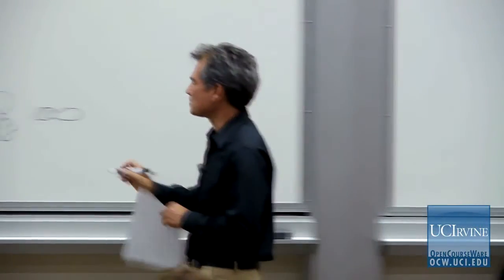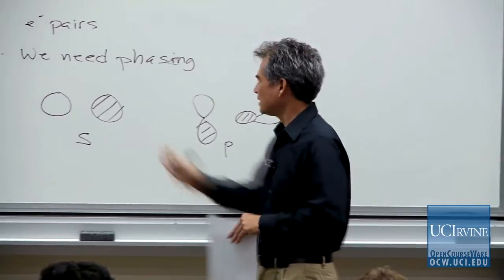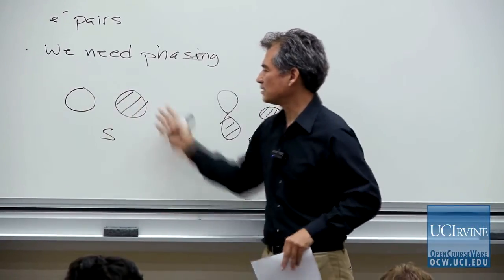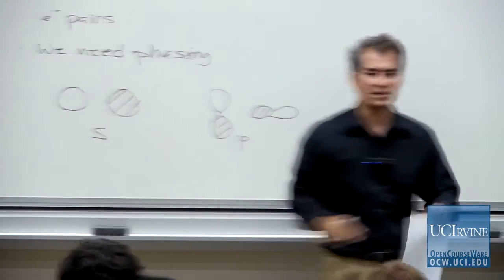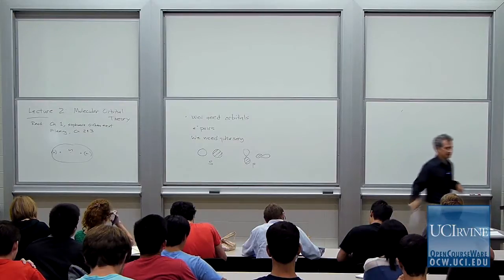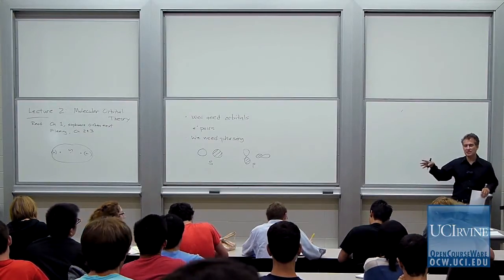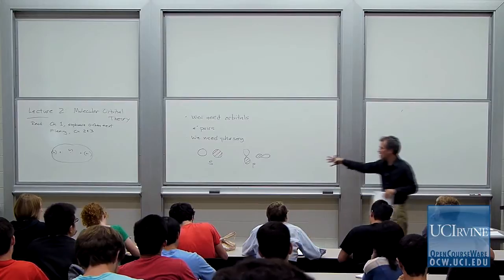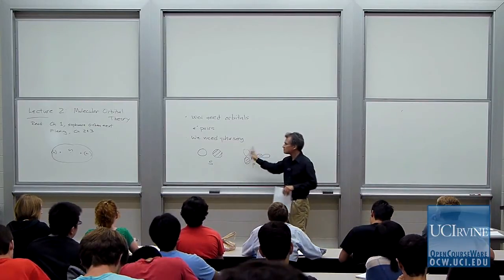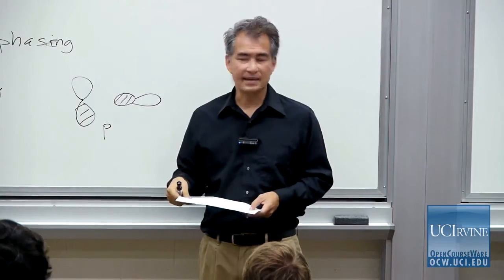And so note the importance of phasing. Here I've separated the two different s orbitals. You have to imagine them on top of each other with that different phasing. Okay, so phasing allows us to think about the idea of having two electrons around the same place in space but avoiding each other. And so we need that.